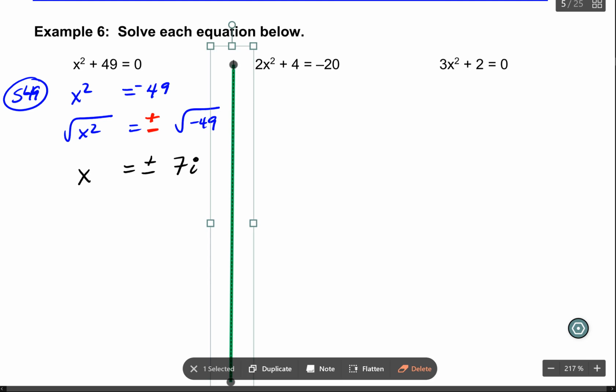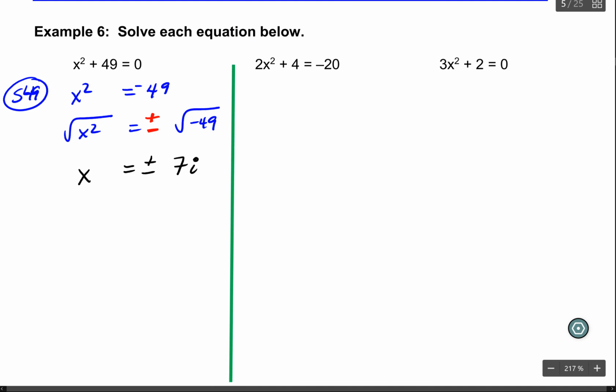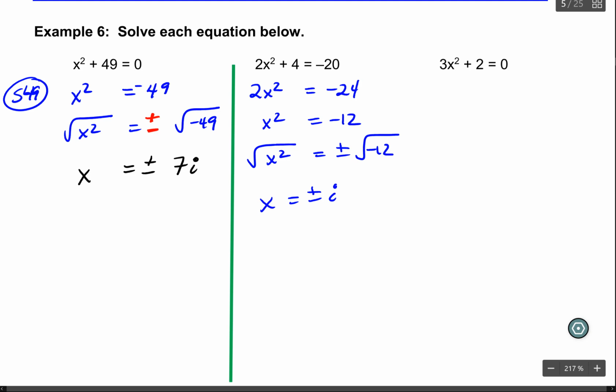Let's look at our second one. First step again is isolate the square. So I'm going to subtract 4. Next, I'm going to divide by 2. Next, I'm going to take the square root of both sides, remembering your plus or minus. Next, I'm going to bring out the i and break down the 12 into a perfect square and what's left over. And next, I'm going to rewrite the square root of 4 as 2i radical 3.